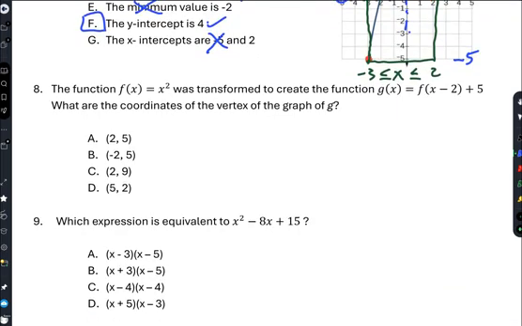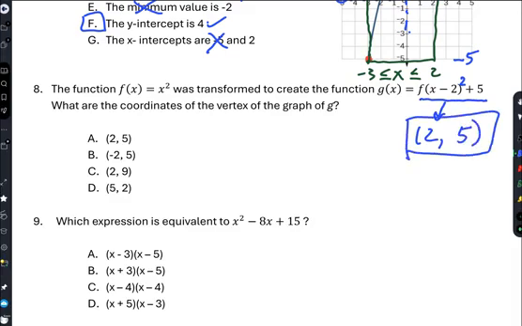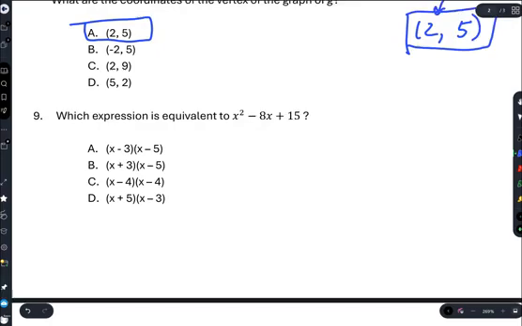Number 8. Remember, this is in vertex form. You need the squared. This is in vertex form. This number flips and this stays the same. Your vertex is 2, 5. You cannot graph this because of the F. You have to know that these two numbers give you the vertex.